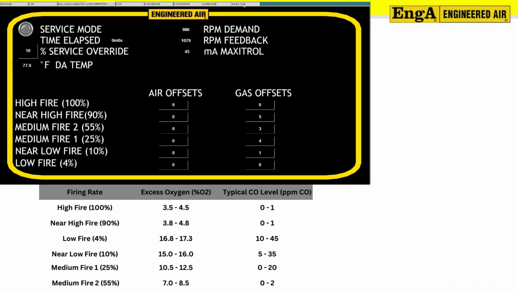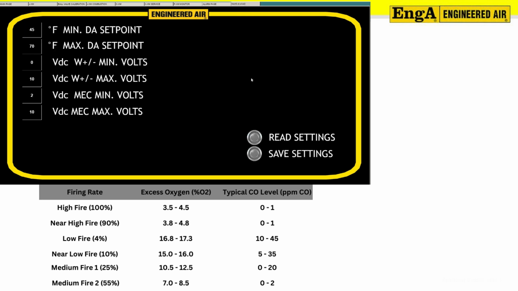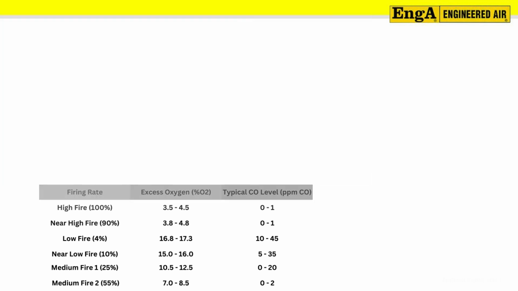If any offsets were changed during this procedure, you must go to the Save and Load tab and press Save Settings. Otherwise, the next time the controller loses power, it will revert to the original settings.